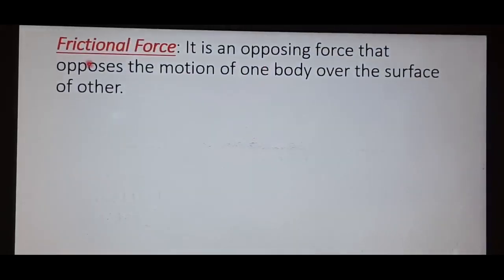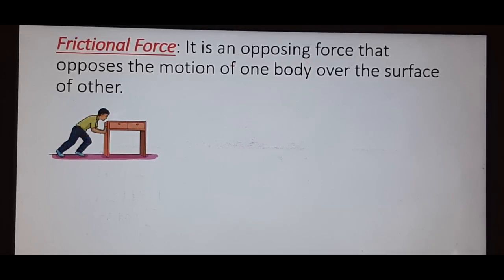The next one is frictional force. Frictional force is an opposing force that opposes the motion of one body over the surface of another. This is a very important force, and you just have to remember one thing about frictional force, that it is an opposing force. Opposes means it will stop the motion. For example, when you are cycling, if you apply the brake, your cycle will stop. Why will the cycle stop? It is due to the friction between the tires and the ground. That's what I have told you, it is an opposing force. It will oppose your motion.